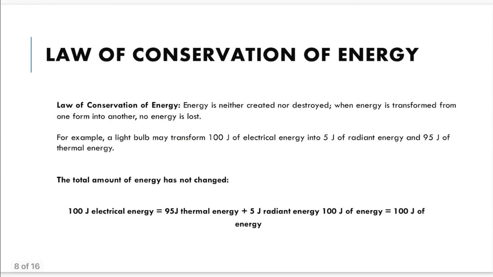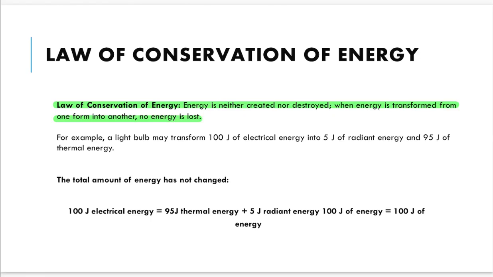So, the law of conservation of energy states that energy is neither created nor destroyed. When energy is transformed from one form to another, no energy is lost. So ultimately, we can't lose any energy along the way. It can be converted into a form that we don't necessarily want.